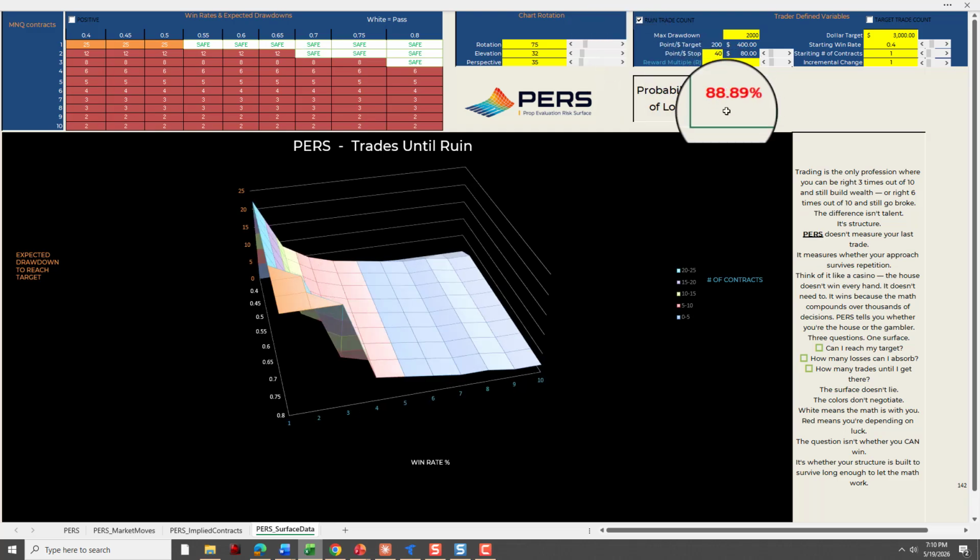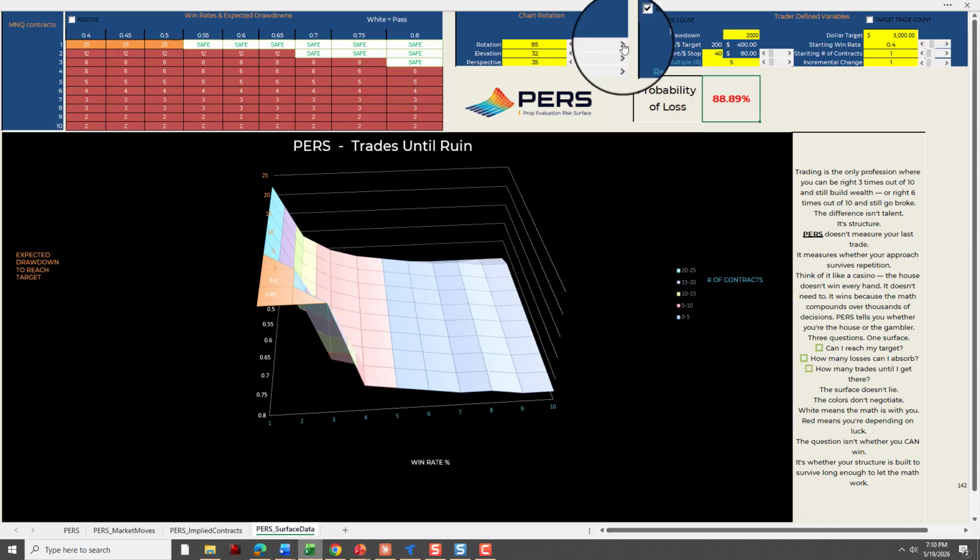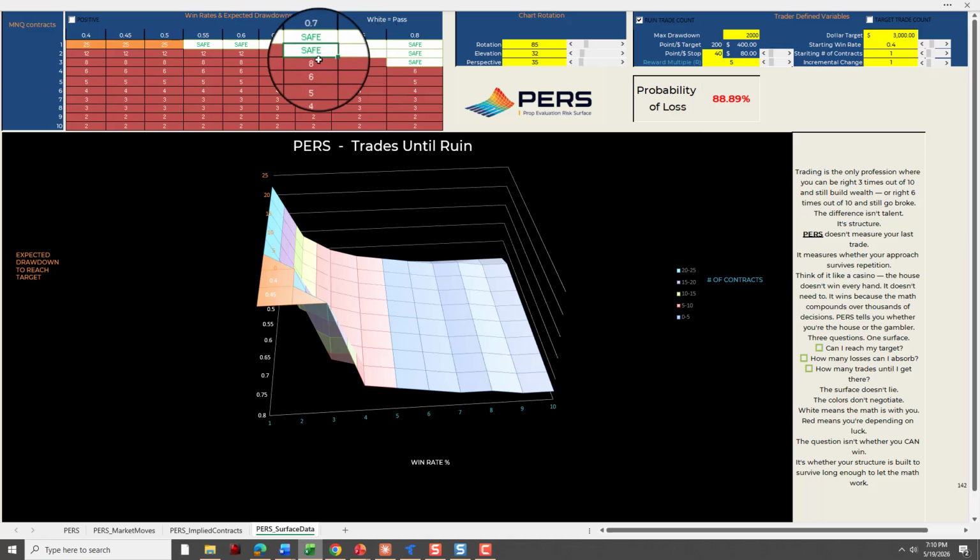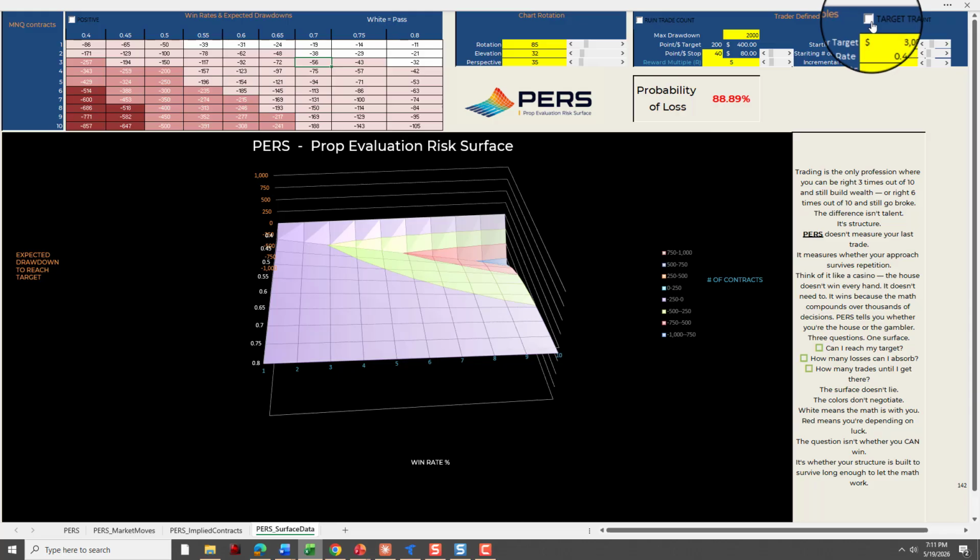And this is, once again, 88.89% chance says you are going to fail over time if you are trading too large of a size. So if you're a good trader, 70%, all you need to do is trade 1 or 2 micros. In fact, anything more, and you will eventually blow the account. So we turn off the ruin trade count and we turn on the target trade count.